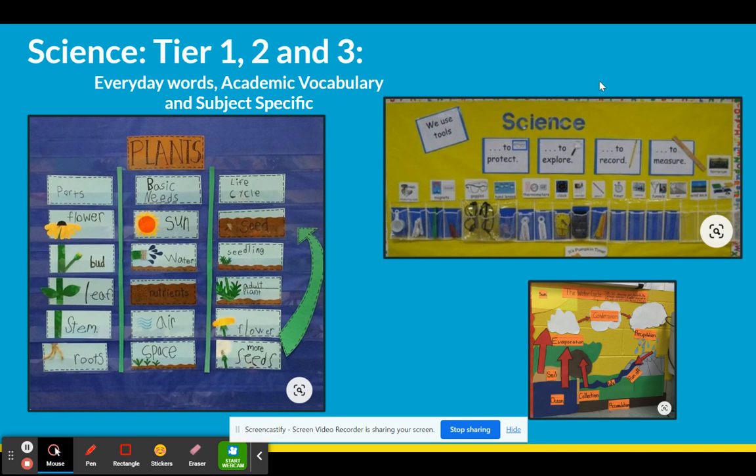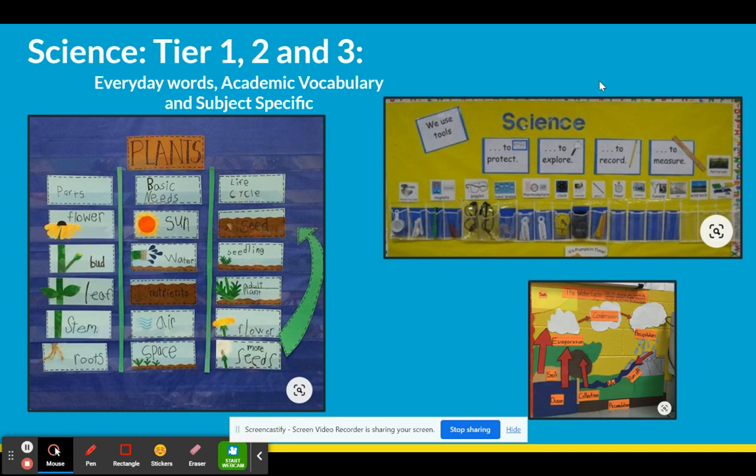Most of the time, you find all these different levels of words on your subject-specific word wall, but at some points, you might have a word wall specific to tier 1 words. There's an example here for you, the plant example. This is an example of a tier 1 word wall.